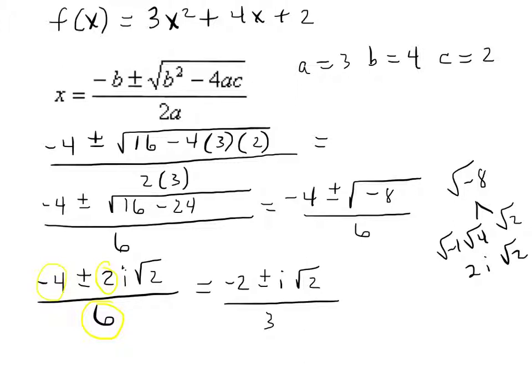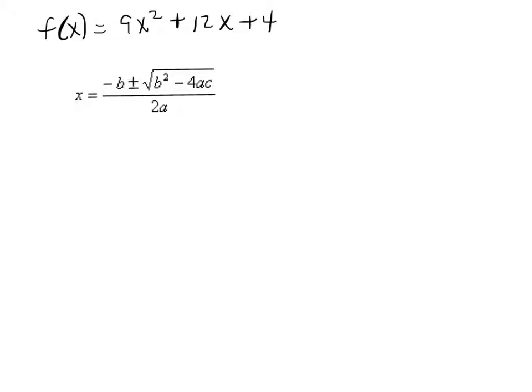So my two answers are negative 2 plus i radical 2 divided by 3, and negative 2 minus i radical 2 all divided by 3. Now remember, since our solutions here are imaginary, this means that this graph will not cross the x-axis.